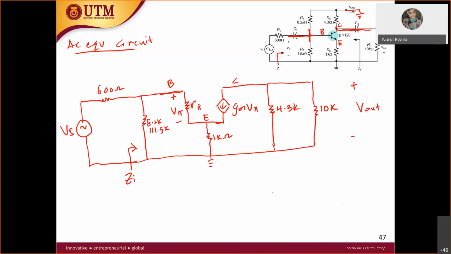Don't forget to put your V in. So this is your V in. Then Z out is before RL. So this is your Z out. Drawing this AC equivalent circuit will give you about 3 marks, with all the labeling. So full marks for this drawing.